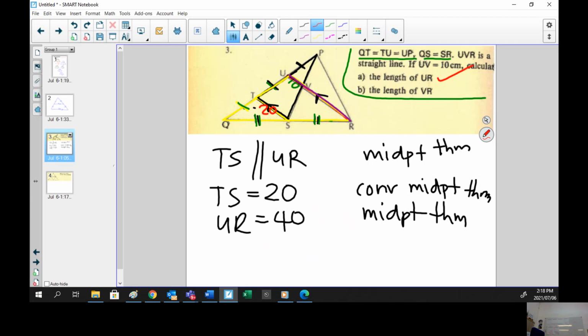B, the length of VR. VR is just, I'll do it in blue, it's just this line here. But that's too easy because UR, the whole of UR was 40, right? And this UV bit here is just 10. That makes the VR part 30. And there's no geometric reason for that, it's just logical. All right, complete.